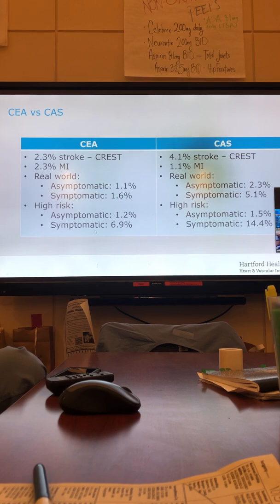So the take-home message from this should be, whether you're high risk or whether you're low risk, if you're symptomatic, you really shouldn't get transfemoral carotid stent. Your risk of stroke for a symptomatic low-risk patient and a symptomatic high-risk patient are much higher than the risk of stroke associated with CEA.